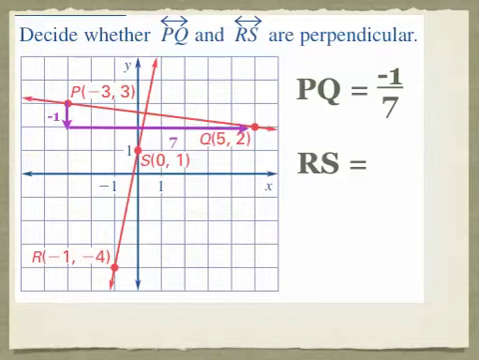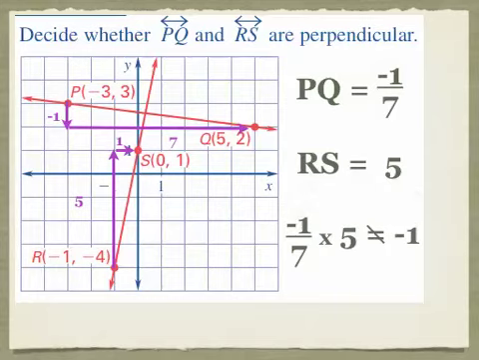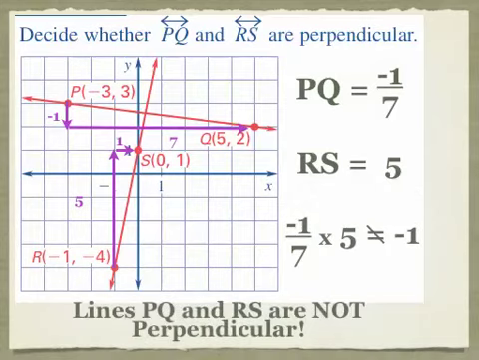And for line RS, to go from point R to point S, I have to go up 5 and over to the right 1 unit, which gives me a slope of 5 over 1, or just 5. Now, if you notice, -1 over 7 and 5 are not negative reciprocals of each other. Again, I'm going to go ahead and use the postulate, so I'm going to show that when I multiply -1 over 7 times a positive 5, it does not equal -1. So lines PQ and RS are not perpendicular.